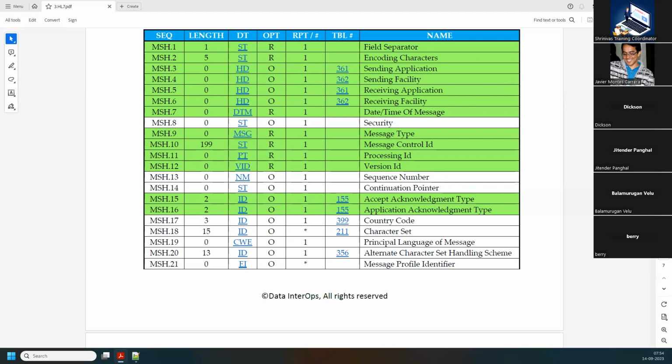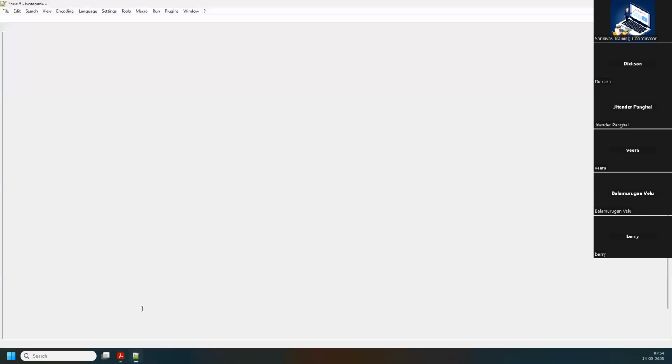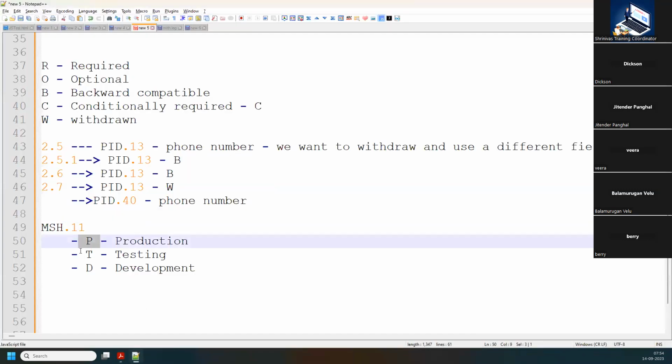Okay. Dixon, regarding this MSH 11 processing ID, can you explain? Yeah, processing ID will tell you whether a message is a production message, testing message, or development message. Got it. So you may receive any one of these values depending on whether you are testing your interface or actually using it in production. Okay. Thank you. Got it. Yep, no problem.